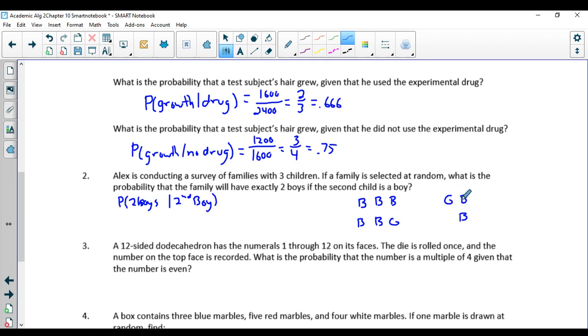I could have a girl, a boy, and then a girl, and then a girl, a boy, and a boy. So that limits our denominator now. Once we know the boy is the second child, we only have 4 total possible outcomes, and we want exactly 2 boys. So that doesn't work. This one would work because there's 2 boys. This one does not work, and this one has 2 boys exactly. So we'd be saying 2 out of 4 or 1/2.